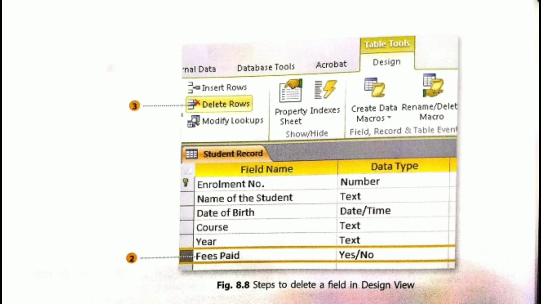Step number 3 is you have to click on the design tab. In design tab there is a button known as delete rows button. You have to click on that delete rows button. Then a confirmation dialog box will appear. You have to click on the yes button in order to delete the selected field. Okay, these are the steps that you have to follow in order to delete a field from table.